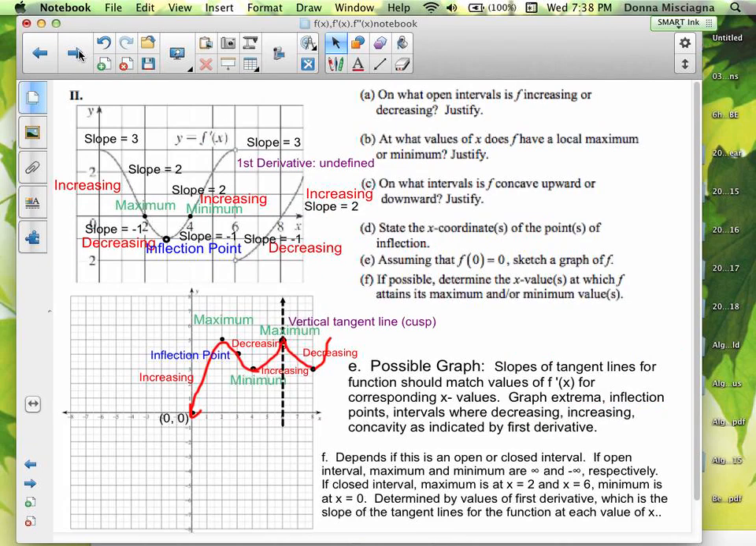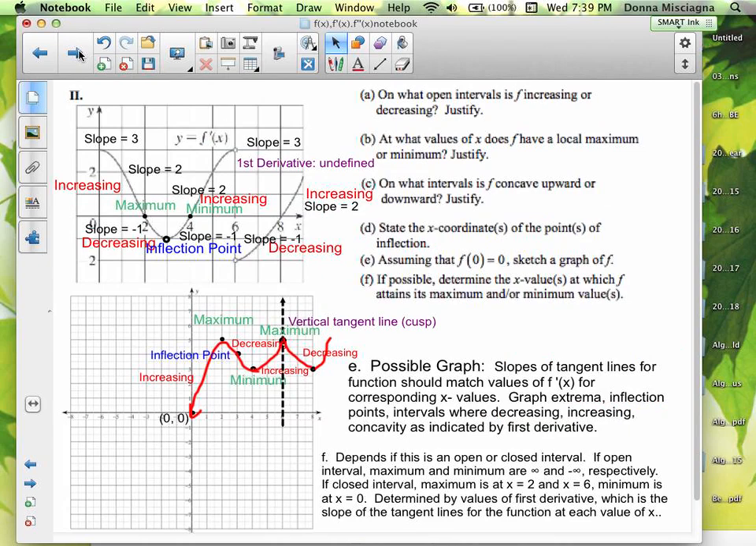All right, so here is the last part of this. On what opening we left off at, I keep forgetting, we already read some of the questions. E, assuming that f of 0 equals 0, sketch a graph of f. All right, so how do we sketch the graph? We're going to use our slopes. We use the slopes of our tangent lines to get the values for our function, to find where it's increasing or decreasing.